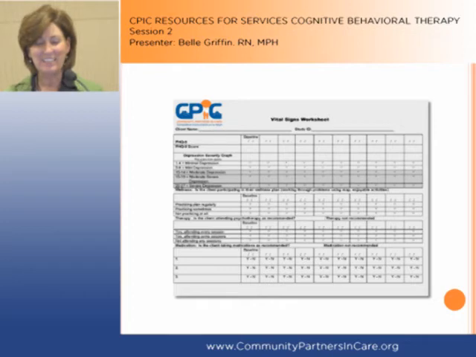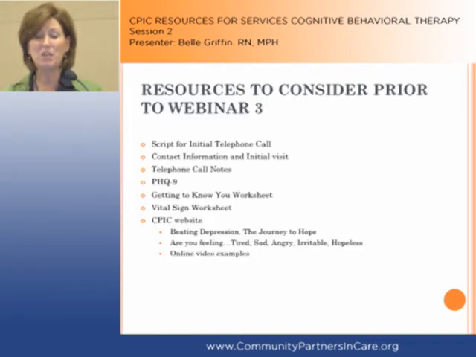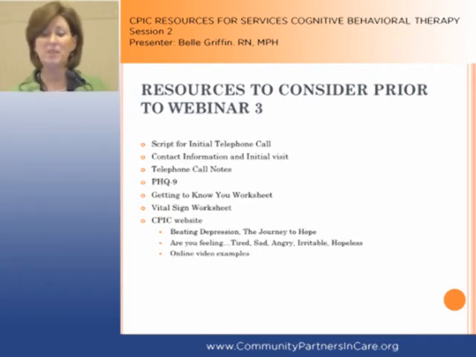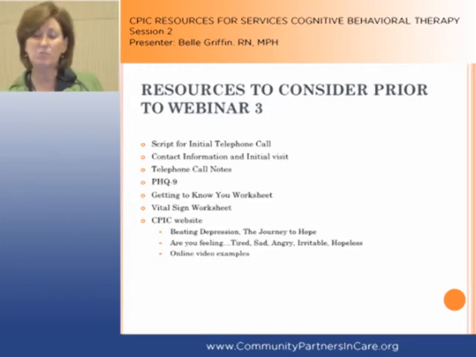Okay. All right, so this helps us to identify trends. And that gives us a nice list here, what we've talked about so far. Our script for calling in the beginning, and our etiquette, collecting information on every single phone call. We want to take notes, and implementing the PHQ-9 and focusing in on the last 2 weeks. We talked about the getting to know you worksheet so that we can provide better care. We talked about the vital sign worksheet.